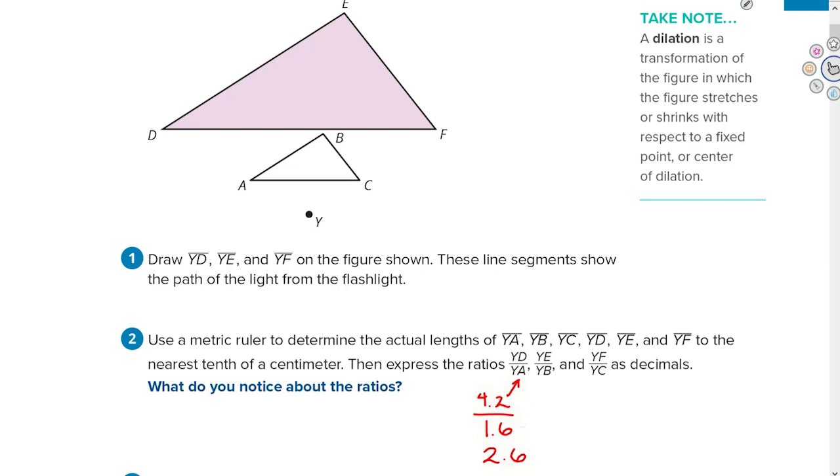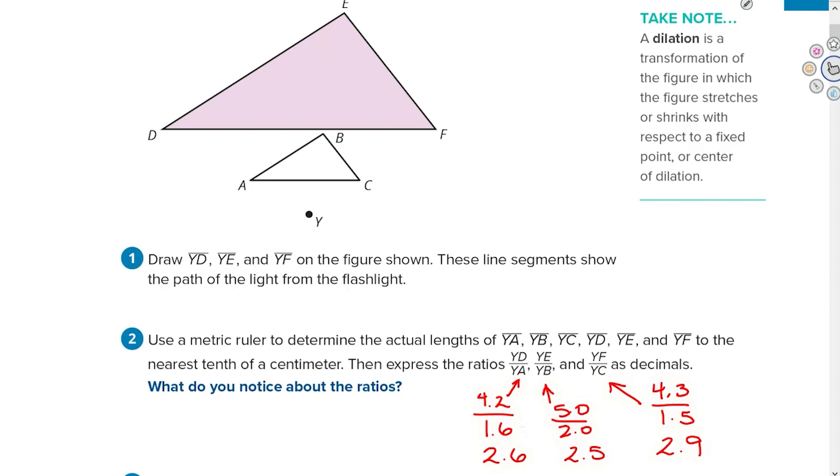YE over YB, I got 5.0 over 2.0, which is about 2.5. And then finally, YF over YC, I got 4.3 over 1.5. Again, if you don't get the same thing as me, I'm not saying that I'm right and you're wrong. I'm just saying that's what I got when I measured it. I got about 2.9. We round that off.